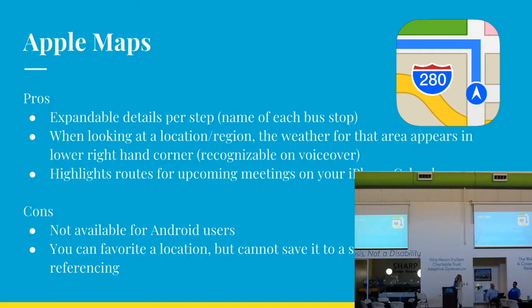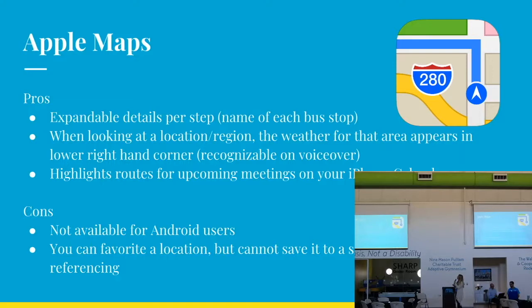So with Apple Maps, you can have expandable details per step, and it lists out the name of each bus stop. And when looking at location region, the weather for that area appears in the lower right corner. So this is a helpful tool for students when they're getting ready to travel, being able to select appropriate clothing, or just having a good understanding of what they're getting into before they go out and travel. That's an important skill with teaching O&M.